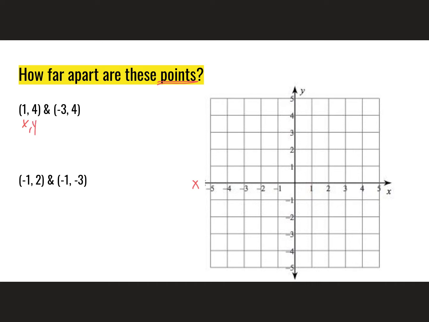So first I have the point (1, 4). I start at the beginning, I move over 1 and up 4. So this is where my point's going to go, right there. My second point is (-3, 4). So again, I'm going to go left 3, -3, and then up 4 and put my dot right there.